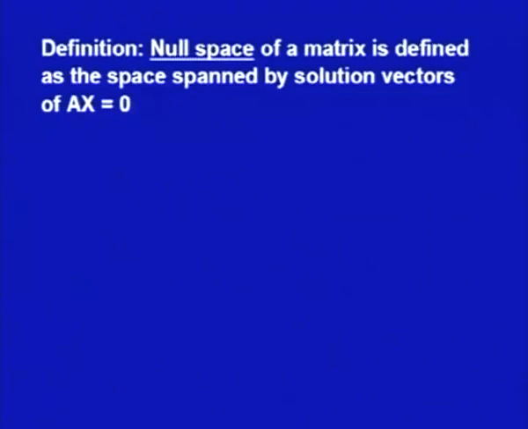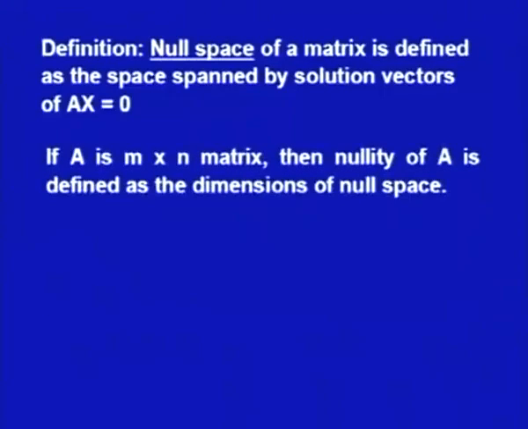Now, we discuss the null space of a matrix. First, we will define what we mean by the null space of a matrix. It is defined as the space spanned by the solution vectors of the system Ax is equal to 0. So if A is an m by n matrix, then the nullity of A is defined as the dimension of the null space.